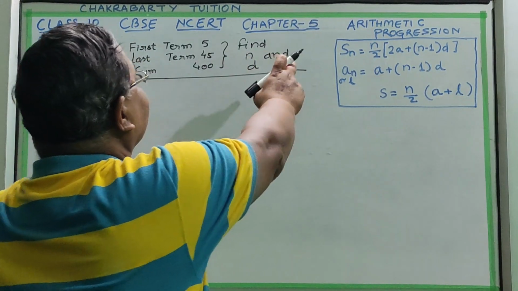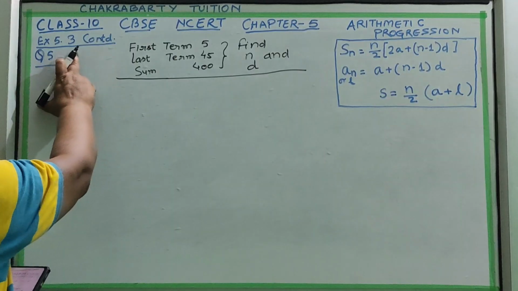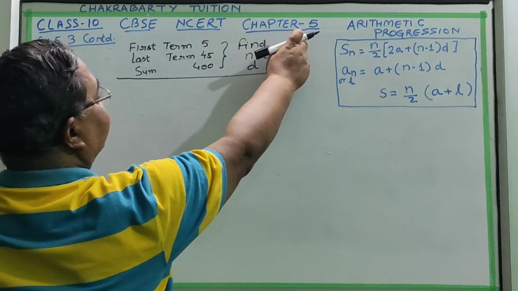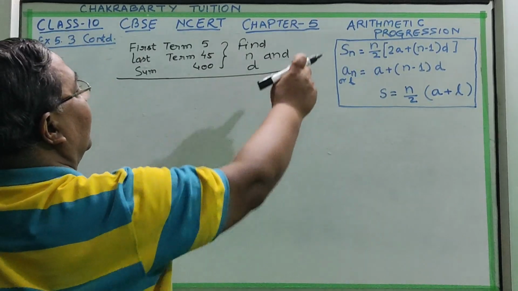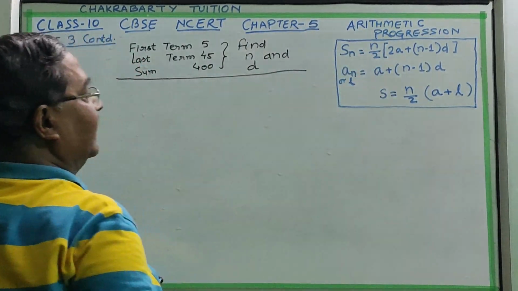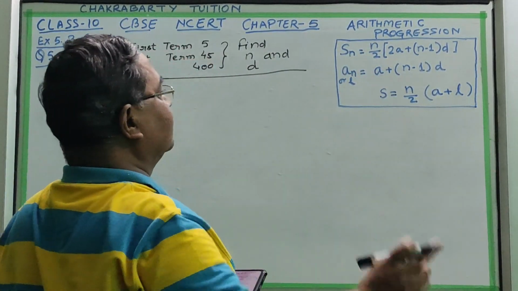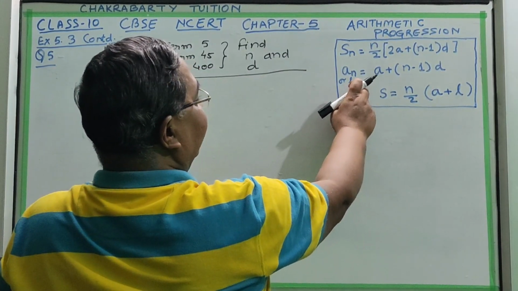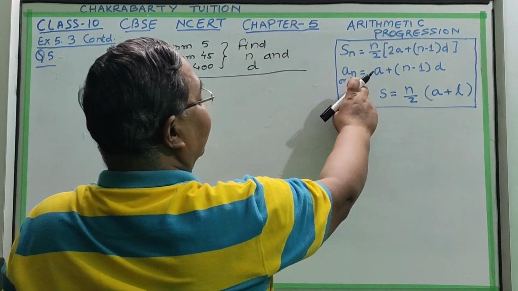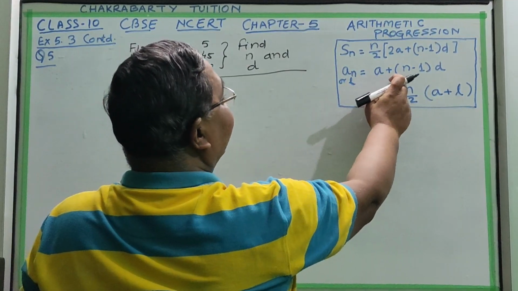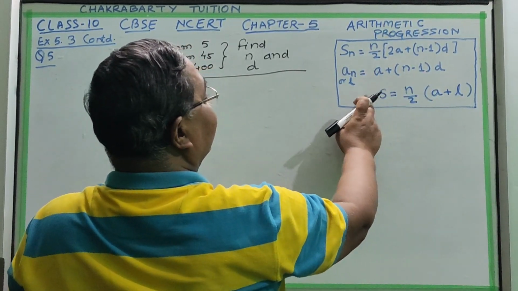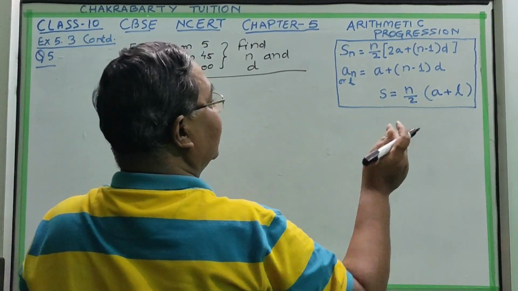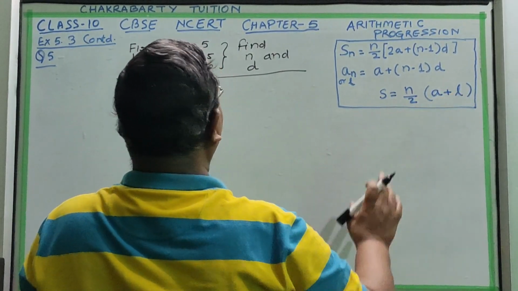So today we will start with question number 5.3, question 5, and it is in continuation of our previous video on chapter 5 arithmetic progression. In the last video also I told you we have three main formulas. One is of an to find out the number of terms. So here this is the formula, another is based on sum. So three formulas we will be using based on whatever information is given.